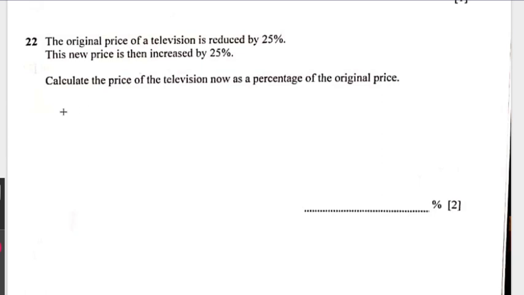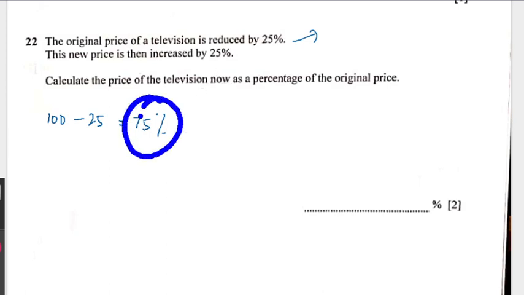So now after that is 75%, right? Reduced, so from the original, it's reduced by 25%. So from here, it becomes 100 minus 25%. You get 75%. Okay. After that, this new price is then increased by 25%. So 25% of 75%. Okay. What is that? Calculate the price of the television now as a percentage of the original price.